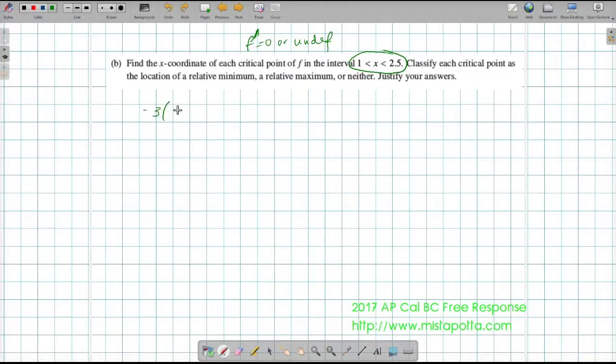Negative 3 times 4x minus 7 over 2x squared minus 7x plus 5. And I want to know where this is equal to 0 or where it's undefined, which is where the denominator is equal to 0. So if I have 4x minus 7 equals 0, then x equals 7/4. Over here, if I try and solve this quadratic, I can do this by factoring by grouping.